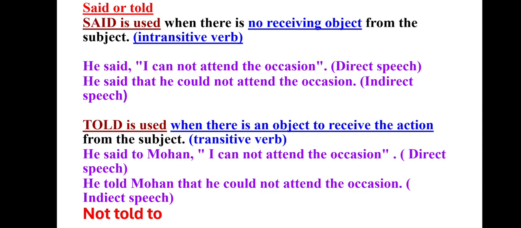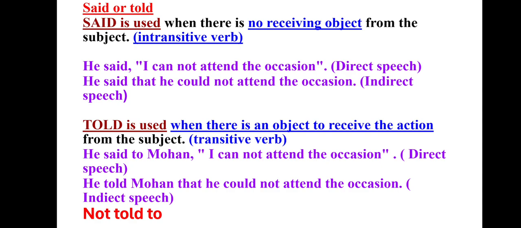Why is an example of narration given here? Because generally when we report something, then we use said and told. So you should be very clear that said is used when to whom is not clear, meaning the object is not clear. So said will be used, and when an object is there, then told will be used. For example, when there is an object to receive the action from the subject, it is transitive. I have already made it clear.